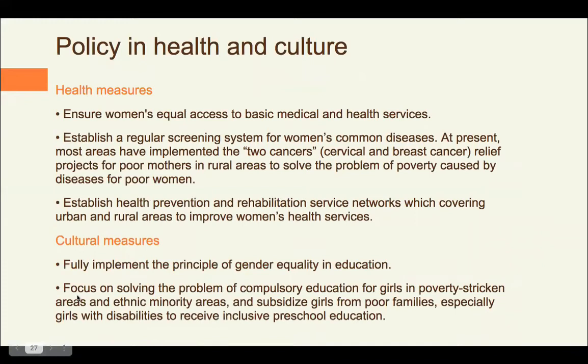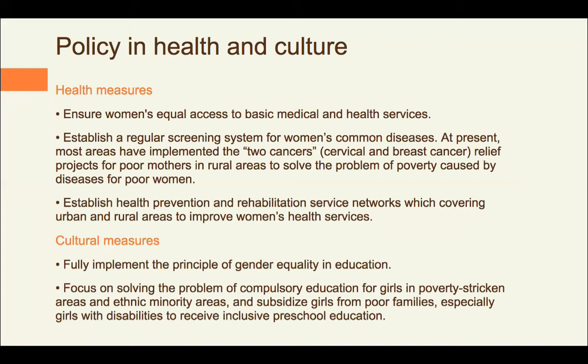Next, let's talk about policy in health and culture. In the aspect of health measures, the government is supposed to ensure women have equal access to basic medical and health services and establish a regular screening system for women's common diseases. At present, most areas have implemented the two cancers projects, cervical and breast cancer, and relief projects for poor mothers in rural areas, to solve the problem of poverty caused by diseases for poor women.